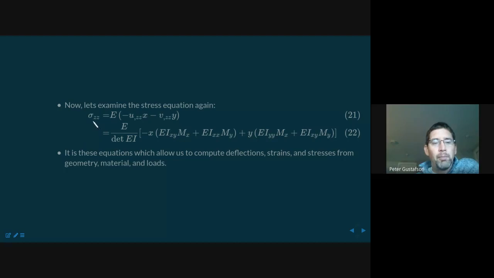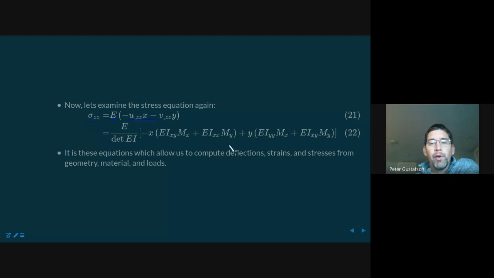Recall. This is a little brain reminder that stress was equal to modulus times strain. Now here in this context, because we are decoupling the bending from the axial load, I'm not paying attention to the axial load in this problem. I've only got the bending terms. But so stress was equal to E times, this is what we would call the stress curvature relationship. So U comma ZZ was curvature, V comma ZZ was curvature about the other axis, and X and Y are distance from the neutral axis.